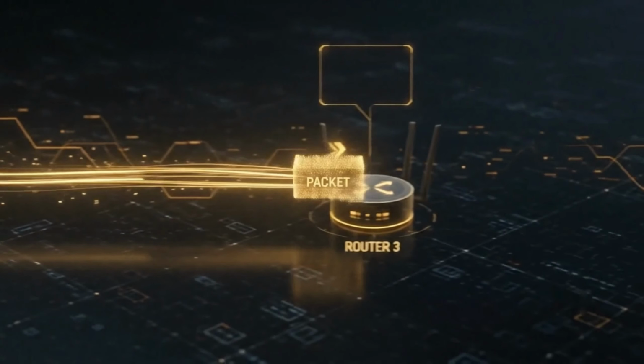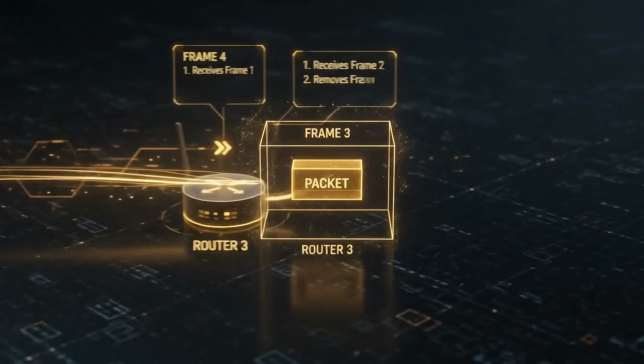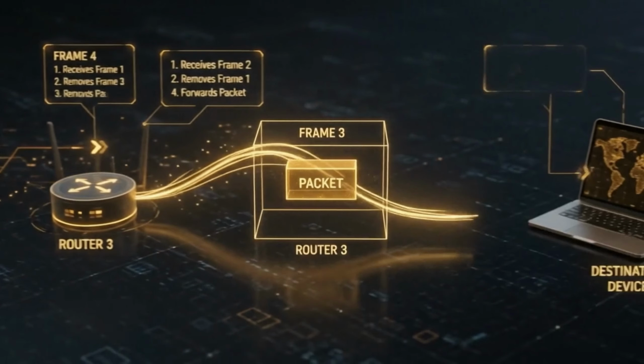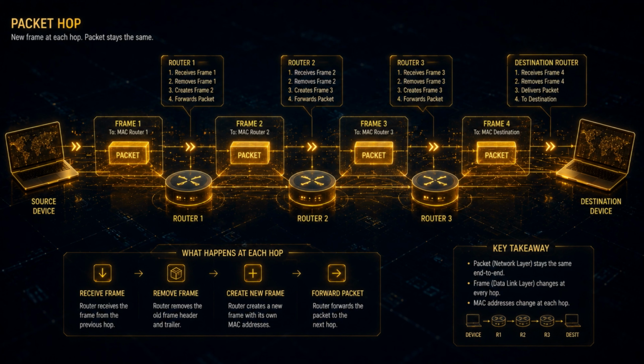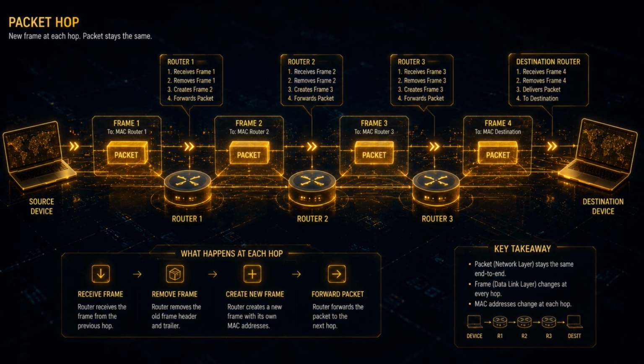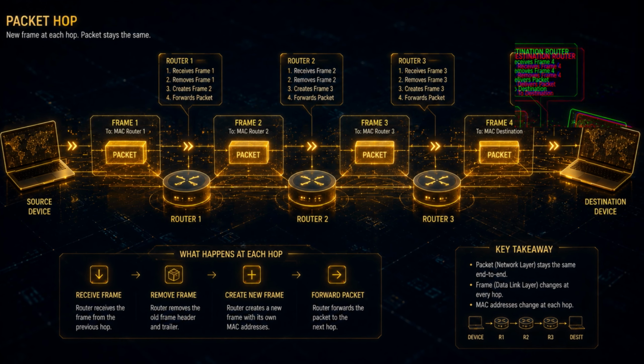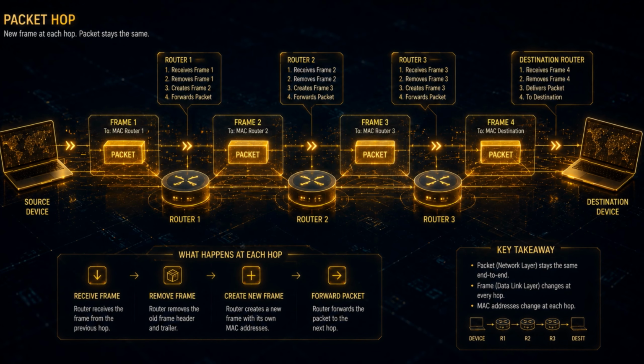As the packet moves from one router to another, it gets wrapped in a new frame for each hop. The packet stays the same. Only the local frame changes. That's how packets move safely across different networks.